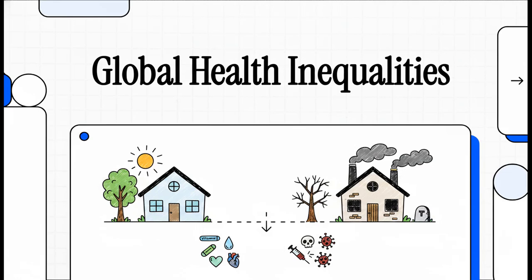Welcome to this explainer. We're diving right into a pretty profound reality today. How the exact place you're born fundamentally dictates what you might die from. When you really get down to it, global health is a story of global inequality. So we're going to break down the data and explore the vastly different patterns of health, disease, and mortality that play out across our planet.